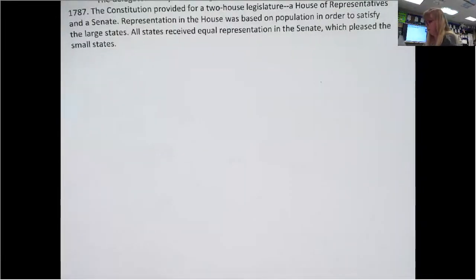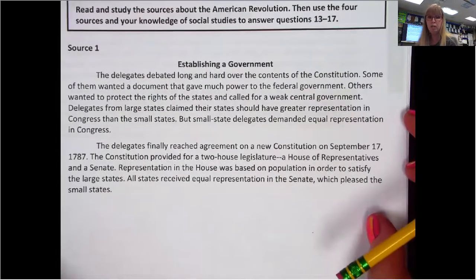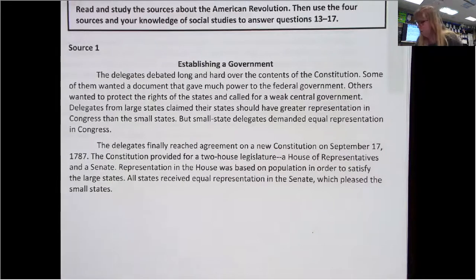Okay, now we're back to government. Source 1, establishing a government. The delegates debated long and hard over the contents of the Constitution.